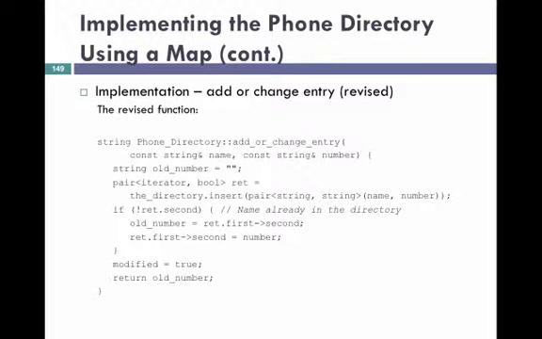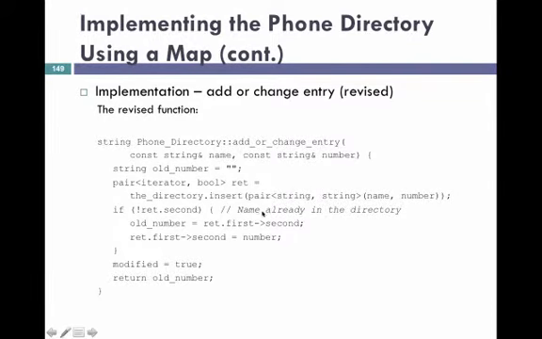Now here's a revised version, add or change number. We first set old number to be the empty string, and then we can insert into the directory a pair, the pair that associates the name with the new number. And by calling insert, the result of that will be a pair that's an iterator and a Boolean result. That'll be either set to true if we're adding this name for the first time, or else it'll have an iterator that points to the existing phone number if that person already exists in the directory.